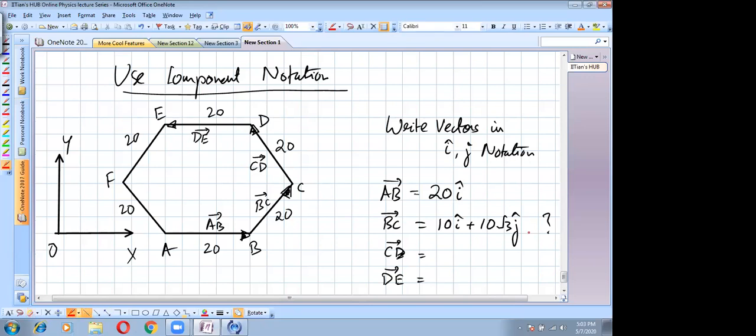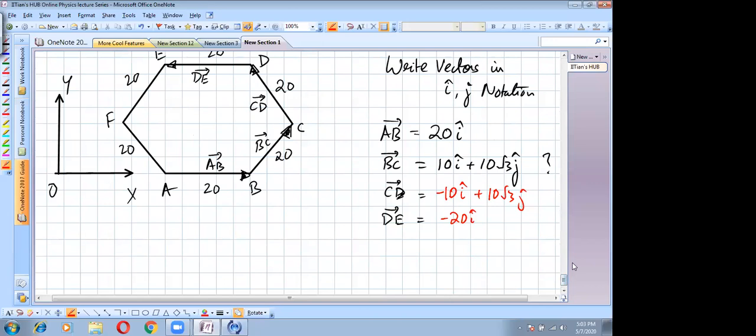You should be getting this as minus 10 I cap plus 10 root 3 j cap, and you should be getting this one as minus 20. So first see, are you getting these values or not? Then I'll explain how I came to this conclusion.